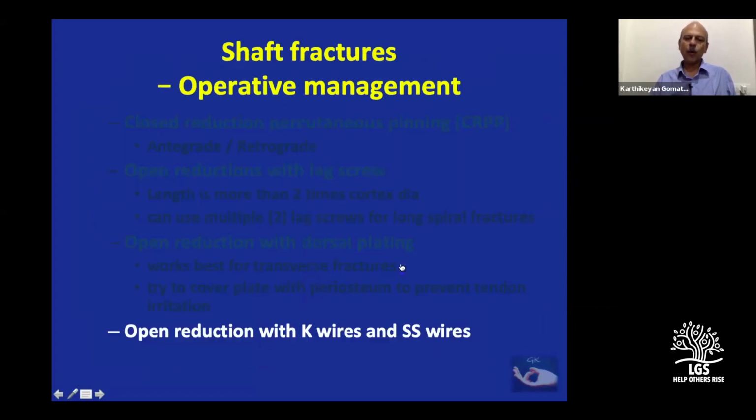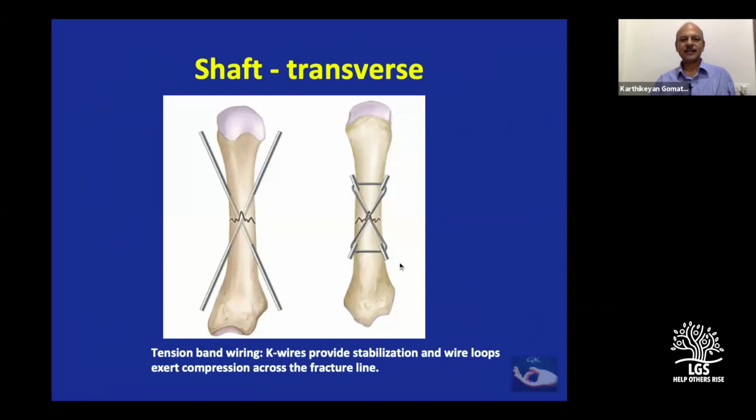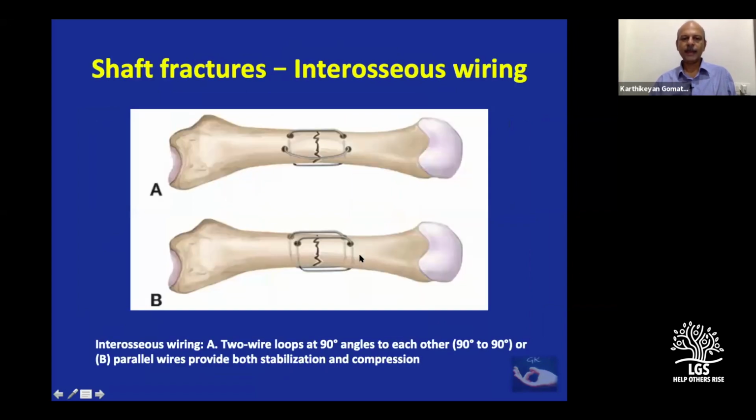Then lastly, open reduction with K wires and stainless steel wires. Now, it follows the same principle of the tension band wiring. Now, this is the tension. You can put in cross K wires for a transverse fracture, and you can just thread the stainless steel wire over it like a tension band wire loop. Or you can put it through the bone, interosseous wire, in two angles, one transversely and one vertical, horizontally. So this will also ensure good fixation.